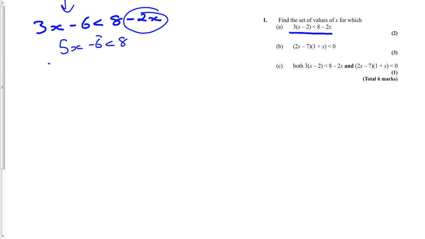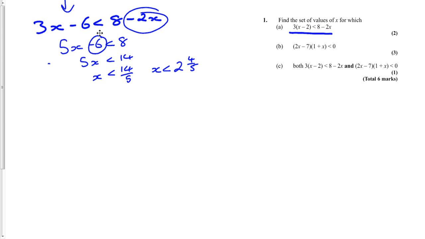Then if we get rid of this minus 6, we need to add it onto the other side. So we get 5x is less than 14. Divide by 5 and we get x is less than 14 over 5. We can also write that as x is less than 2 4/5 or 2.8.